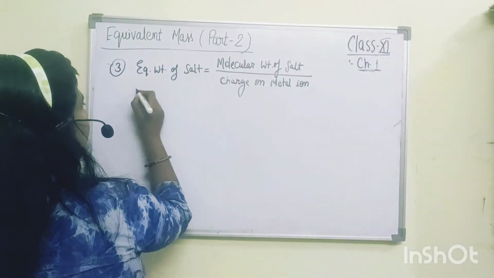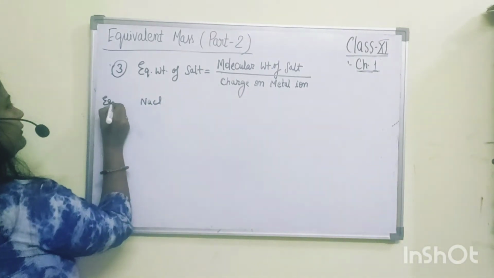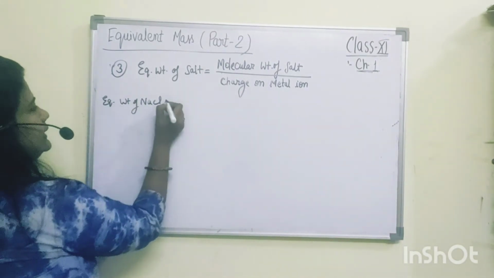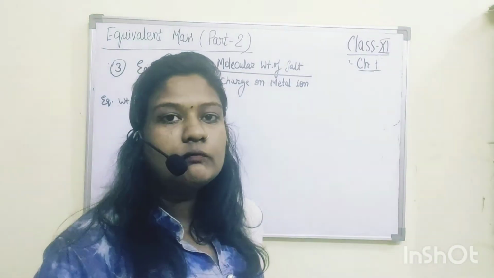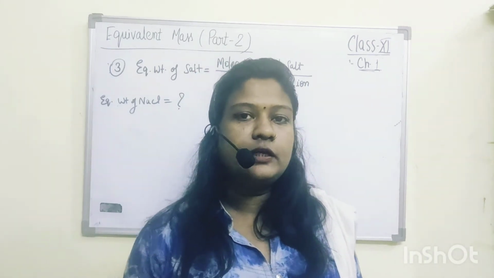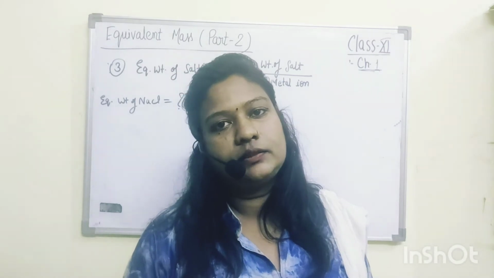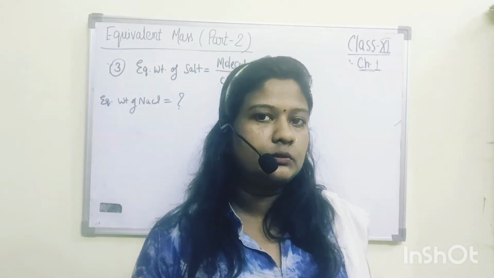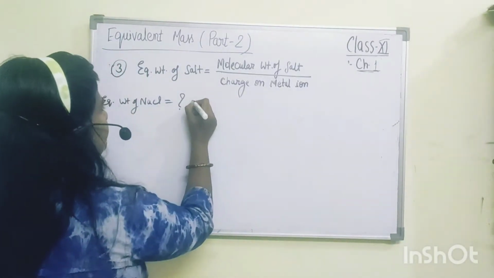So, for example, NaCl. Calculate the equivalent weight of NaCl. You have to find out the equivalent weight of NaCl. How will you calculate it? First of all, you have to find out its molecular formula. Then you have to divide it by the valency or charge present on the metal ion. Okay. So, NaCl equivalent weight.